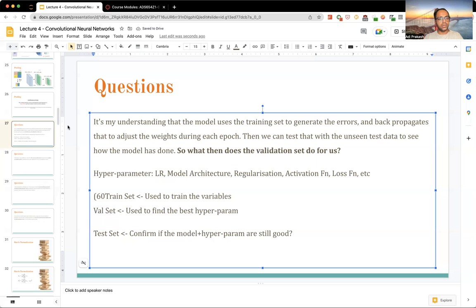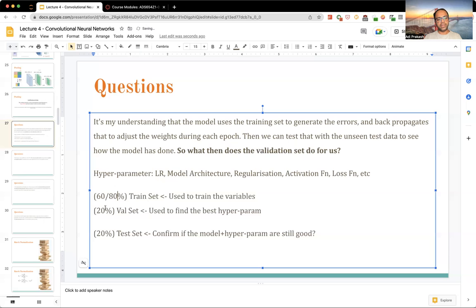Of course, it depends on the size of the data set. You could do 80-10-10, but often people will do 60-20-20. But if you don't have a lot, this could also become 80, and this could also become 10-10. So this is how people do it. It's always a good idea to keep a test set separate.